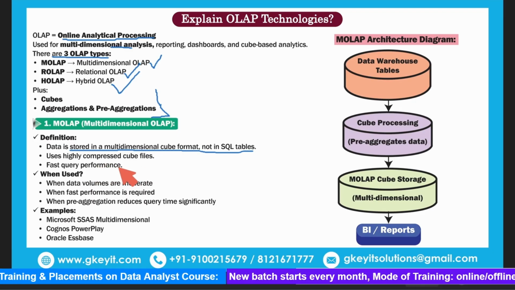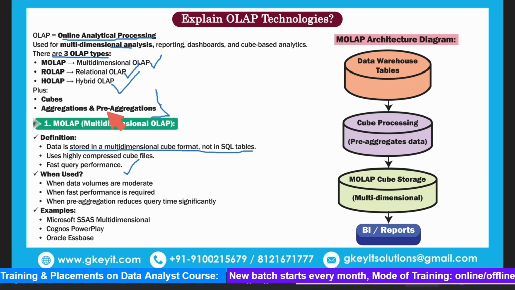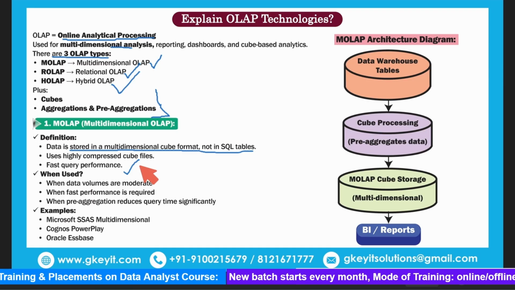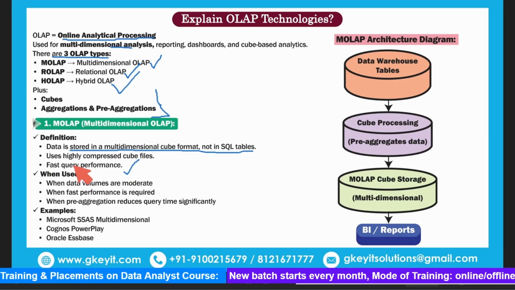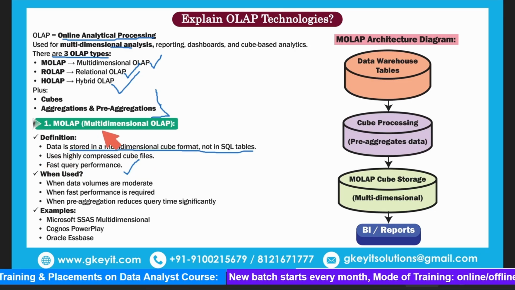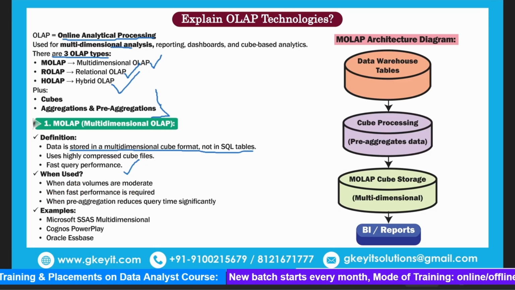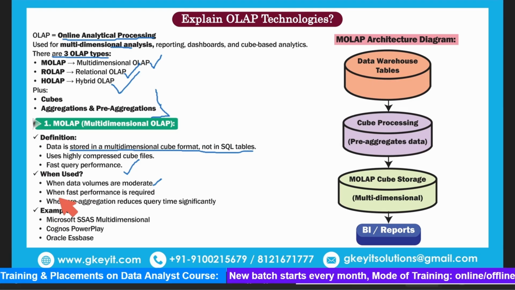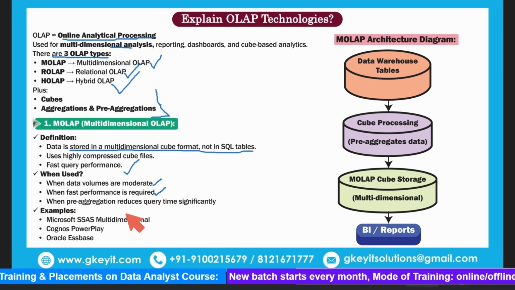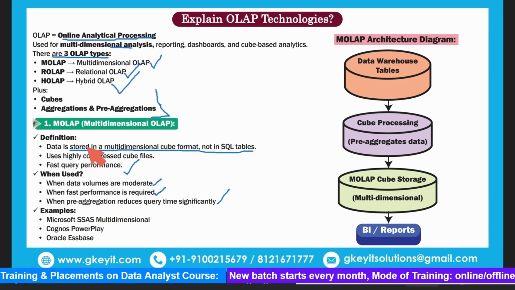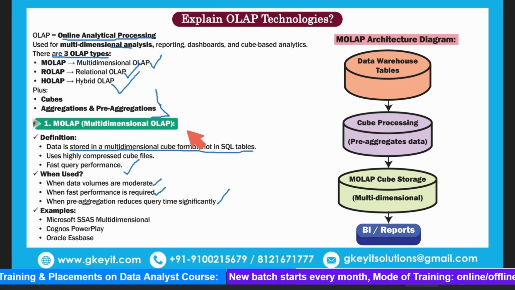That means for faster query performance, we are going to create a cube. The aggregations are pre-compiled and stored in that cube, and when you run any report on top of that cube, you can get faster performance. Here, in multi-dimensional OLAP, data is stored in multi-dimensional cube format. It is used when data volumes are moderate, when fast performance is required, and when pre-aggregation reduces query time significantly. In these situations we are going to use MOLAP.